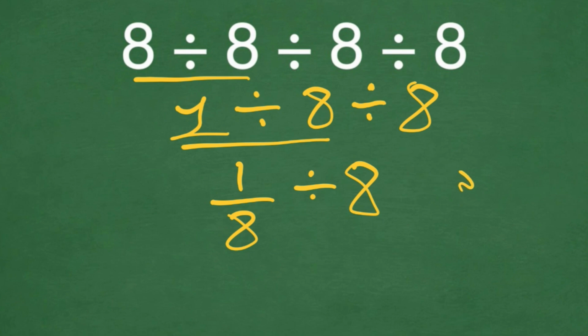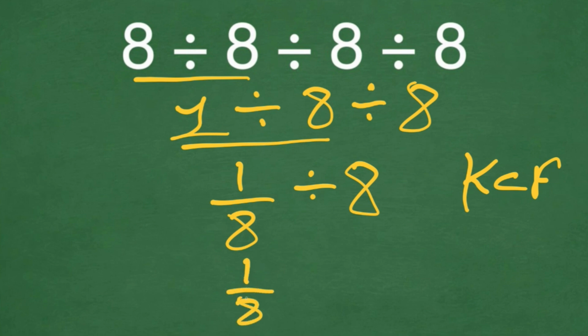So we are going to use the KCF formula. K stands for keep, C stands for change, and F stands for flip. Basically, what we are going to do is keep the first thing, the 1 over 8, and we are going to change the division into multiplication, right? So this is going to be multiplication, and we are going to flip 8. So instead of 8, what we are going to have is 1 over 8.